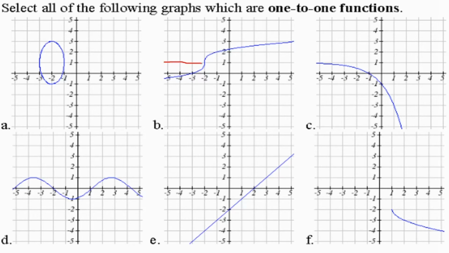We use the horizontal line test in here, and it does seem to be a one-to-one function, and it also passes the vertical line test. There's only 1 point. Let's see here, it passes the vertical line test and also the horizontal line test. So this is a one-to-one function.